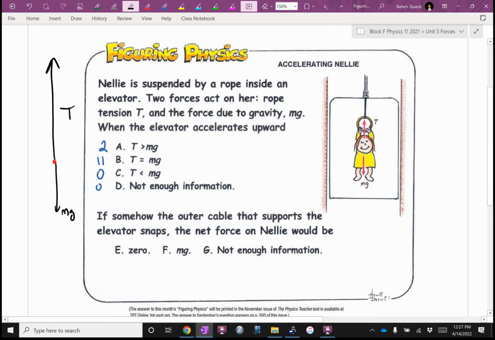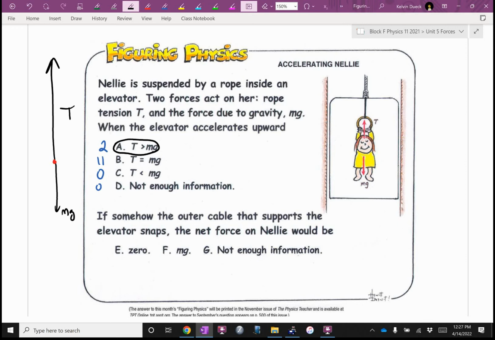What's the correct answer? A, B, C, or D? Tension has to be bigger because we're accelerating up. That's the power of Newton's first and a quick free body diagram. And as you do more and more free body diagrams, that'll take you two seconds, maybe. What if she was accelerating down? Well, then tension would be smaller, gravity would be bigger.